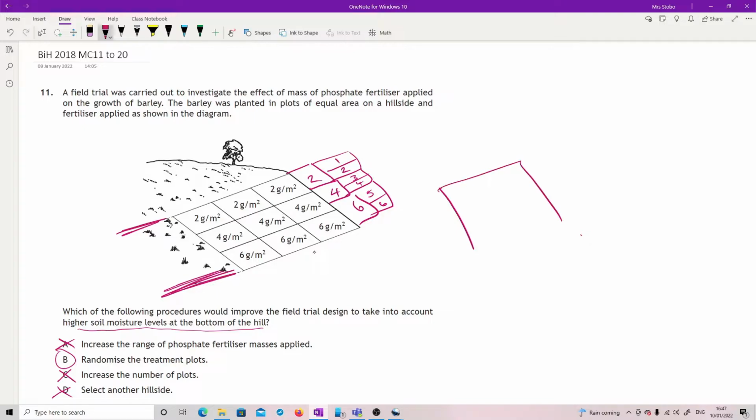So that means that maybe on this hill, you have a 2 here, a 2 here, and a 2 at the bottom. Okay, and then a 4 in here, a 4 in here, and a 4 at the bottom, and then a 6, and the 6, and the 6. And that means that what we've got here is taking away from your hillside issue. Okay.